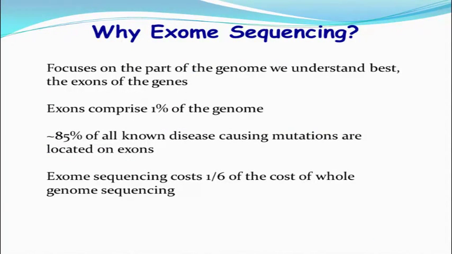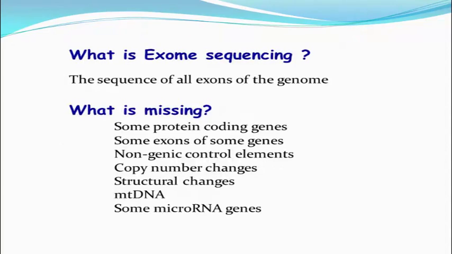When we do exome sequencing, we focus on the part of the genome we understand the best. Exons comprise 1% of the genome. However, 85% of all known disease-causing mutations are located in exons. And exome sequencing costs only 1/6 of whole genome sequencing, so exome sequencing is more cost-effective.